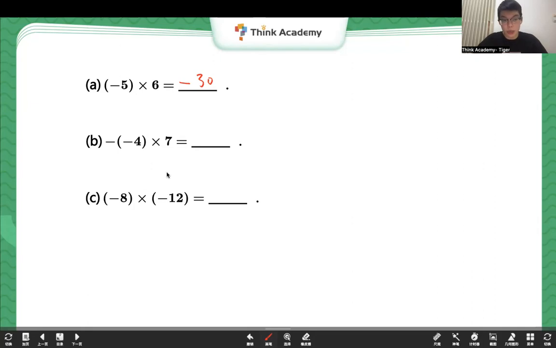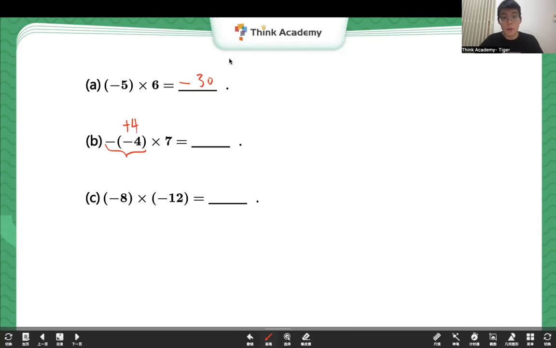Okay, so the next one might be a little bit tricky. I have two minus in a row and I'm multiplying by 7. So what do we do first? What I should do when I see two minus in a row is simplify this first, because I don't want so many signs together. So for this -4, I know that two same signs makes a positive. So it's going to be +4 multiplying 7.